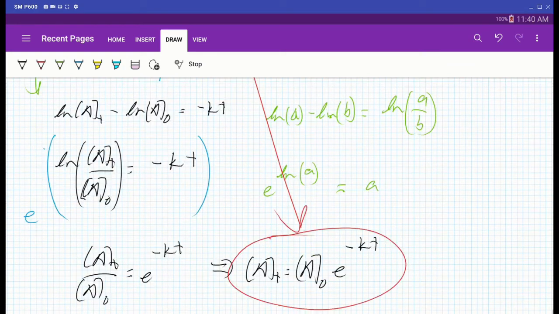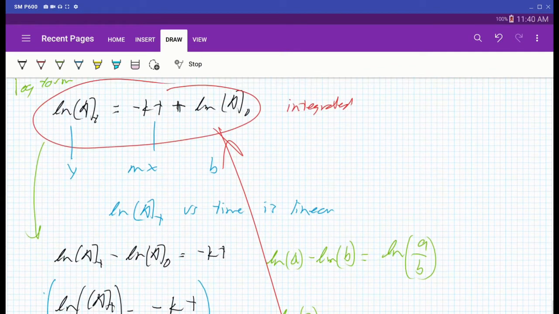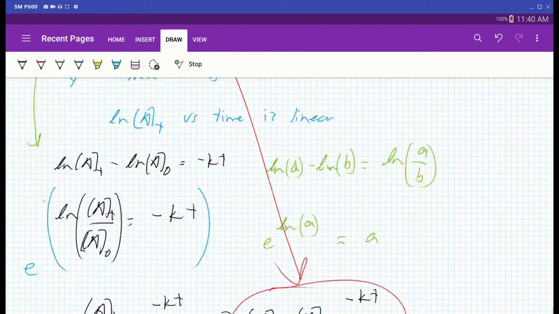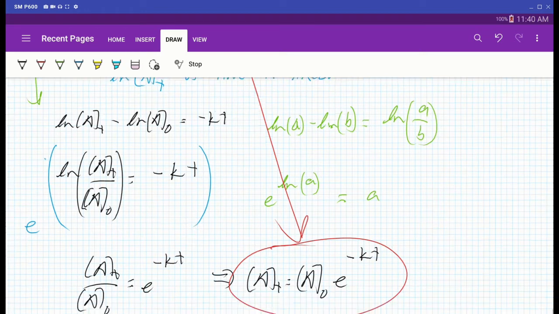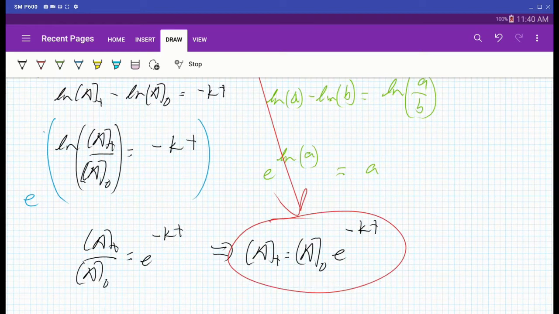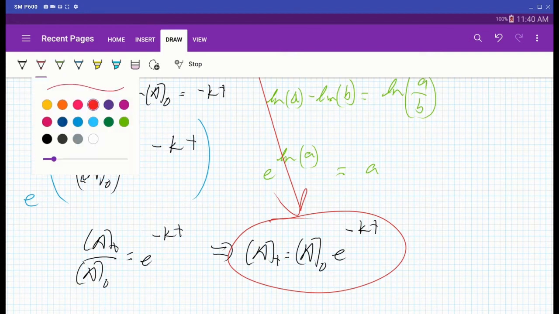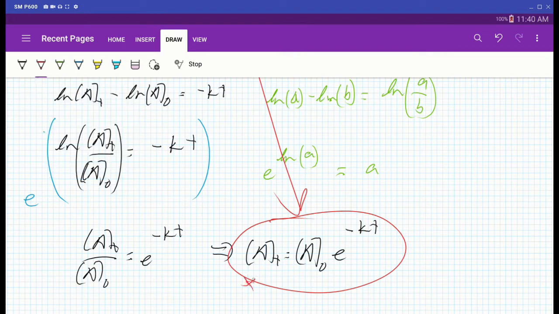We did come up with a second one, realizing that if this is a natural log form, there should be an exponential form as well. So we did a little bit of math here, reminded ourselves of the math of logs, and came up with an exponential form of the 1st order rate equation. Concentration as a function of time is the initial concentration times e to the minus kt. So those are the two equations that represent the integrated rate equation for a first order reaction.